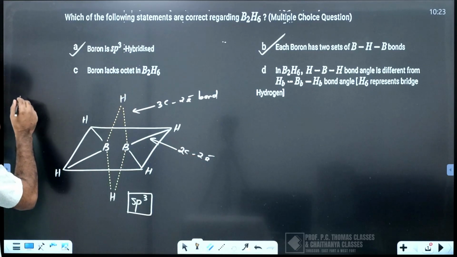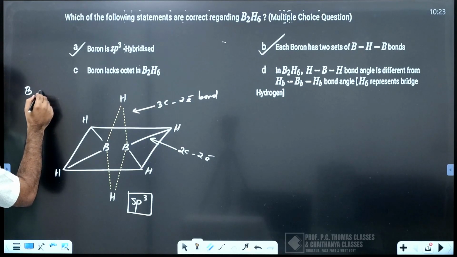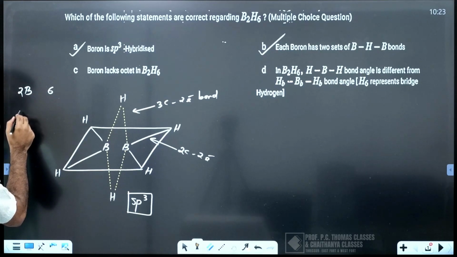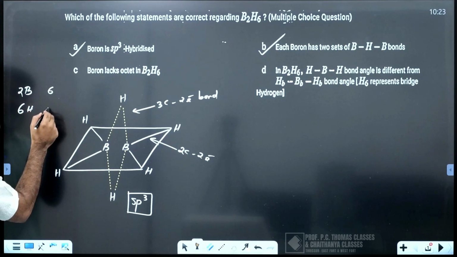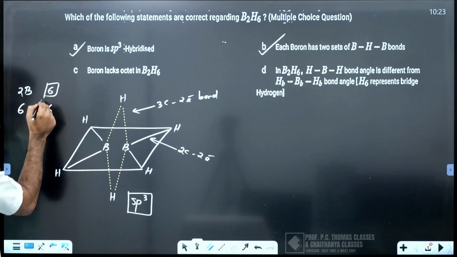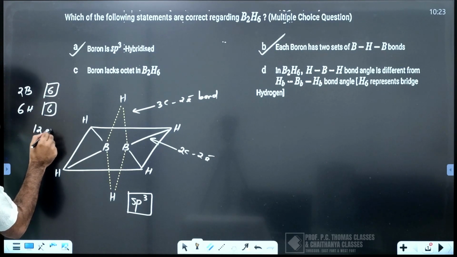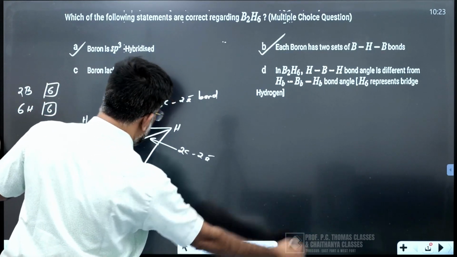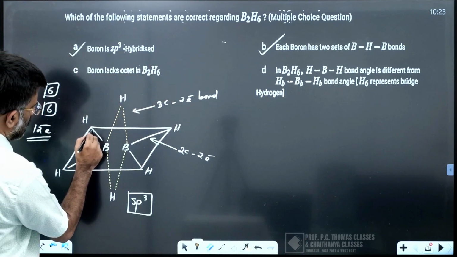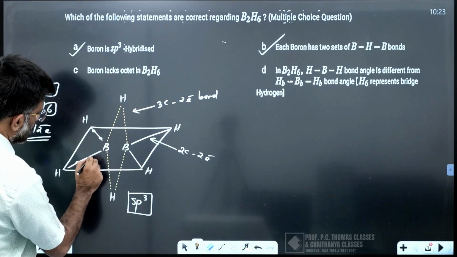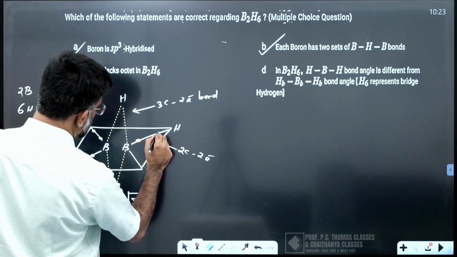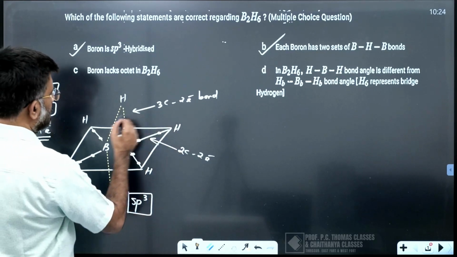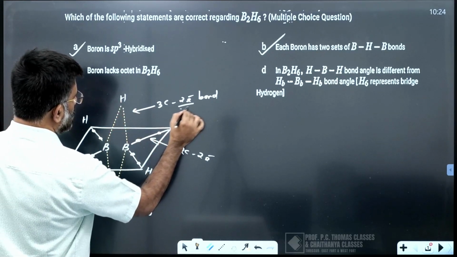And you can very well understand the valence electrons: boron has 3 valence electrons, so 2 borons have 6 valence electrons. And there are 6 hydrogens, each with 1 electron, so 6 electrons, and 6 plus 6, there are 12 electrons available. And how those 12 electrons are there in the diborane, all of you may be aware of. This is 2 electrons, and this is 2 electrons, and this is 2 electrons, and this is 2 electrons. 8 electrons gone. And here we have this bridging characterized by 2 electrons.